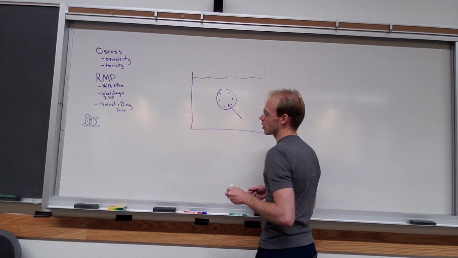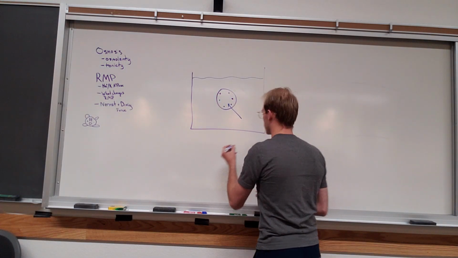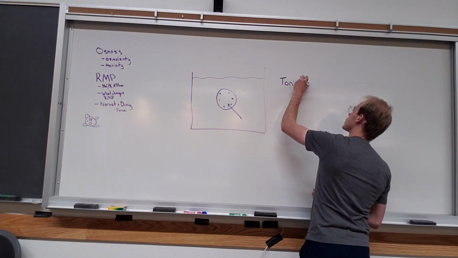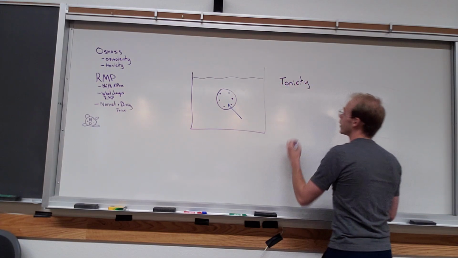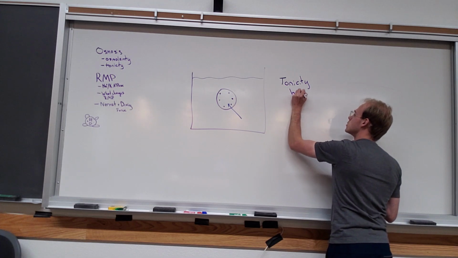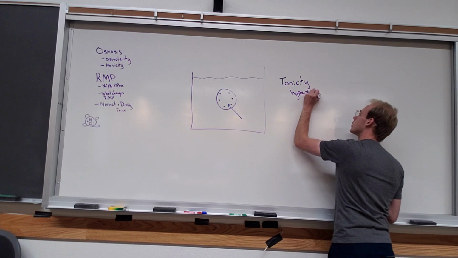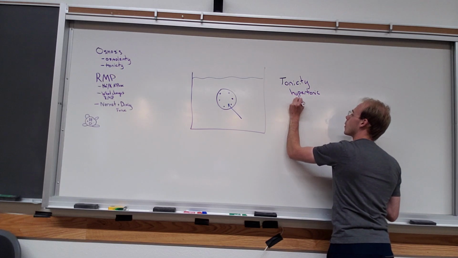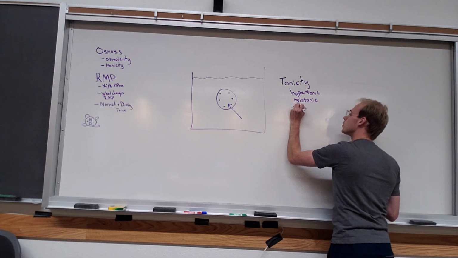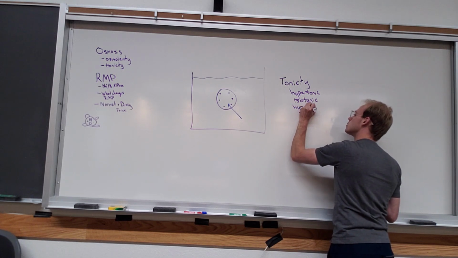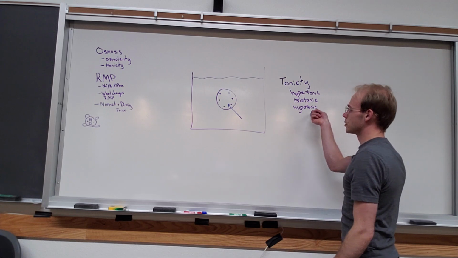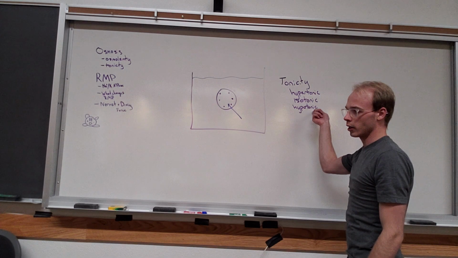this then starts describing what we call tonicity. I'm going to write the word. Tonicity. And so same with osmolarity, we have similar things. You can have something that's hypertonic, isotonic and hypotonic. And so those describe the movement of the water.